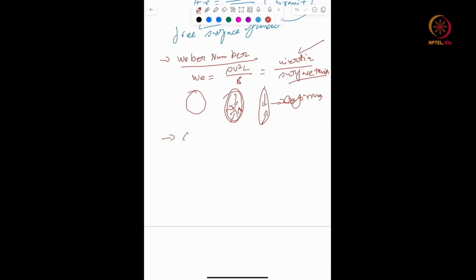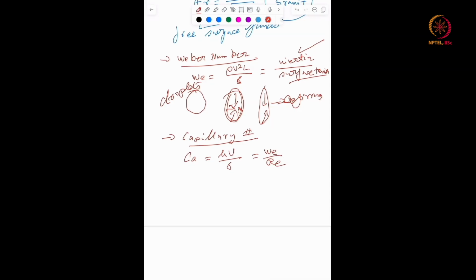Then, of course, you have the capillary number. This is routinely used in the case of droplets. The capillary number, Ca, is equal to mu V by sigma, which is the ratio of Weber number by Reynolds number. This is the ratio of viscous forces to surface tension, so there is no inertial effect in that way.